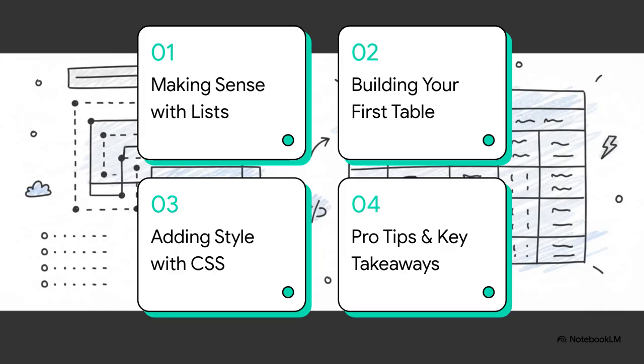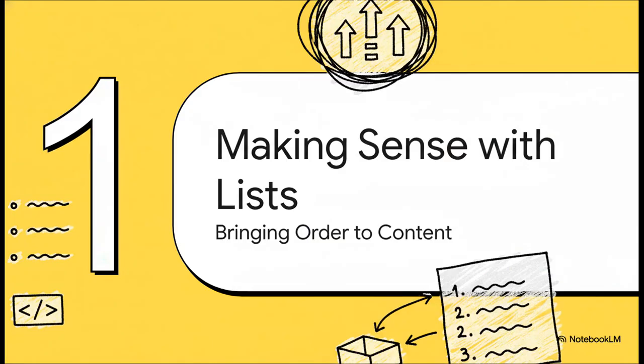And here's how we're going to do it. First, we'll get a handle on lists. Then, we'll build a data table from the ground up. After that, we'll sprinkle on some style to make it look awesome. And finally, I'll share a few pro tips to really lock in your new skills. All right, let's jump right in with our first topic, using lists to bring some order to your content.